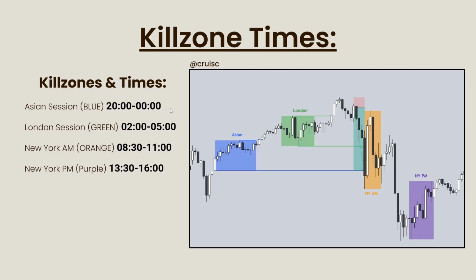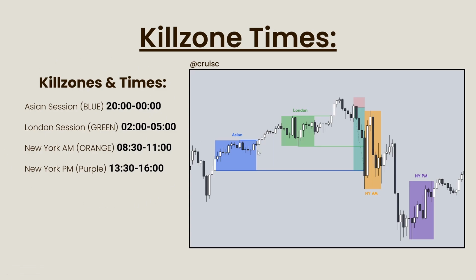Now that we have you in the right time zone so that you can mark out these session kill zones correctly, let's get into them. So first we have Asian session, which is this blue box down here. That's going to be 2000 or 8 p.m. to midnight. Next, we're going to have our London session, which is this green box over here. And that's going to be 2 a.m. to 5 a.m. Next, we have New York AM, the orange box right here. It's going to be 8:30 to 11. And then we have New York PM, which is the purple, and this is 13:30 to 1600, or 1:30 to 4 p.m. Also, one thing to keep in mind is that these are going to be a little bit different for Forex. This video specifically is made for indices.